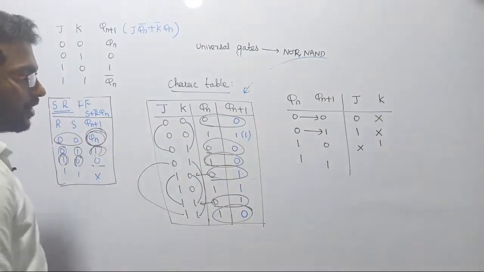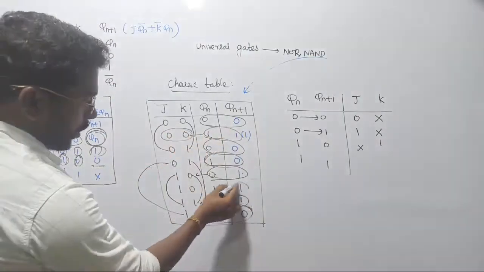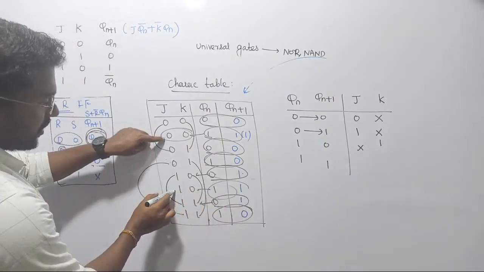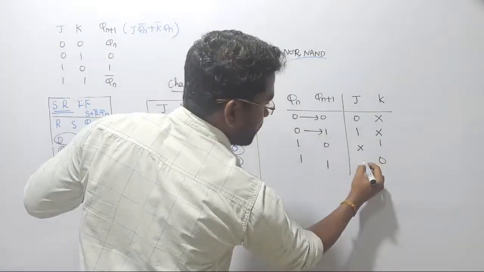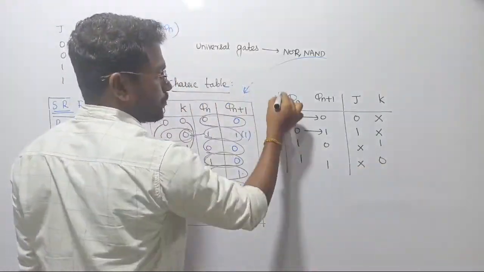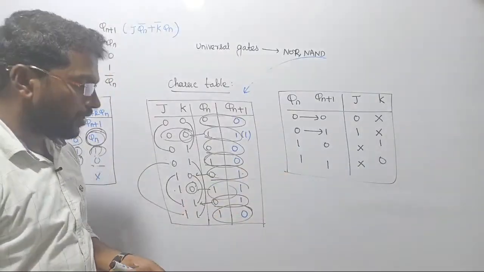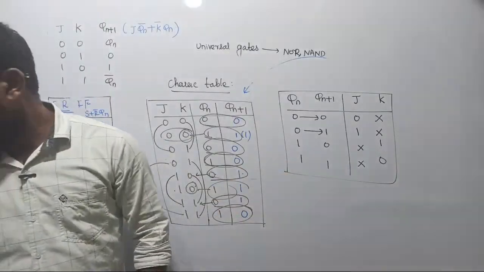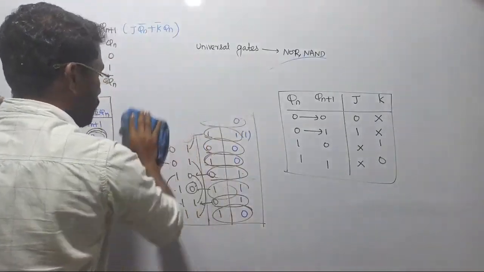Now the last possibility 1 1: one 1 1 corresponds to 0 0 here, and the other 1 1 corresponds to 1 0, which is fixed here. J is fixed as 0. For K we are fixing 0, and this is going to be don't care, that's all. This is the excitation table for your JK flip-flop. So immediately after designing the excitation table, our next target is the state diagram. So let us design the state diagram also.